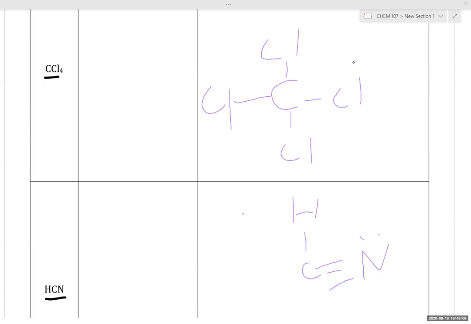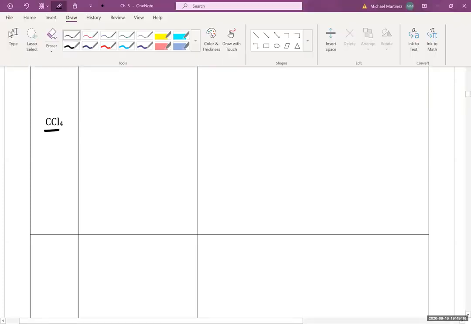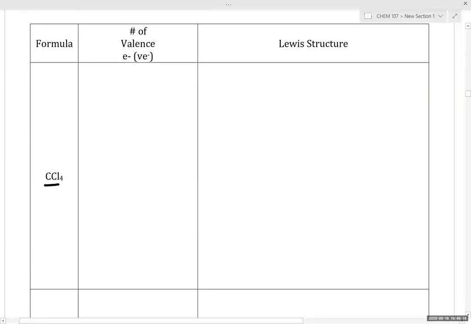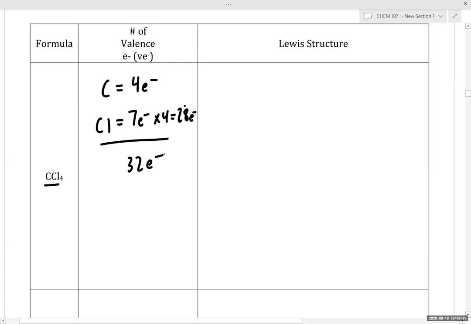So let me clear the annotations. The responses that I saw were great, but let me walk us through once again the problem solving process that I want us to use. First we count our valence electrons. For carbon, we know it has 4 electrons. For chlorine, how many valence electrons does chlorine have? 7. Yep, exactly right. And we have 4 chlorine atoms, which gives us 28 electrons. If we add up our total, 28 plus 4 gives us 32.